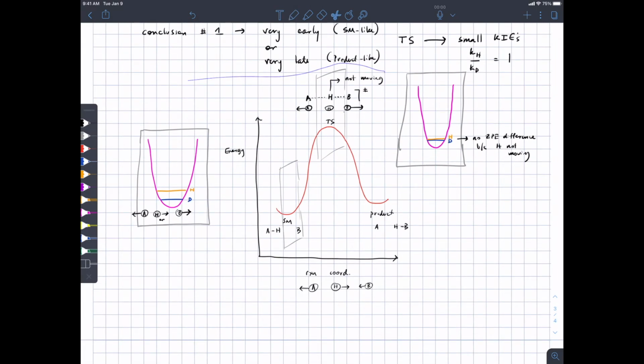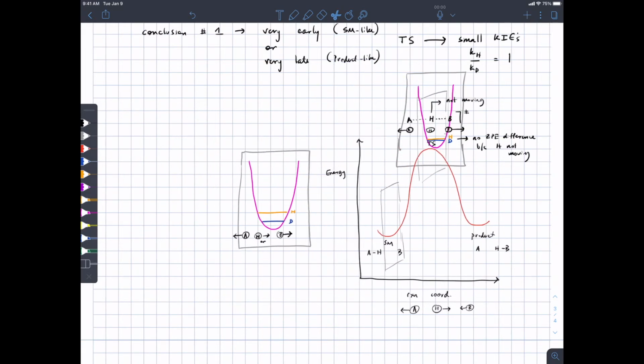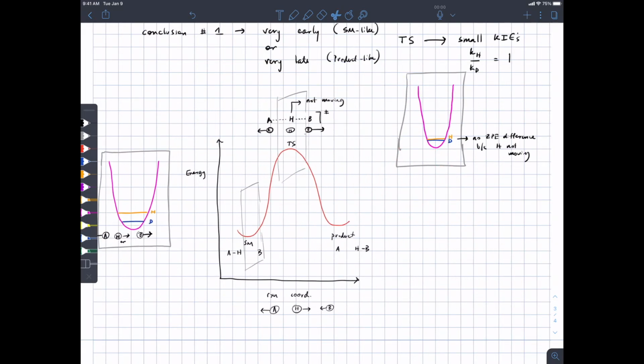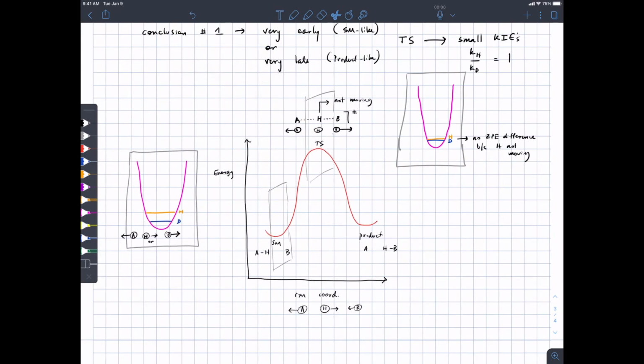And again, I may need to shift some things around to get things at reasonable relative heights. Okay, close enough. So here is the energy level, 0 point energy for hydrogen in the transition state. Here it is for hydrogen in the starting material. That then is our activation energy for hydrogen. In contrast, here is our 0 point energy for deuterium in the transition state. Here is our 0 point energy for deuterium in the starting material.